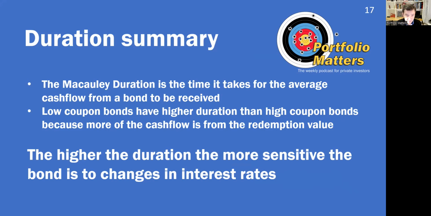Okay, duration summary. So the Macaulay duration is the time it takes for the average cash flow from a bond to be received. Low coupon bonds have higher duration than high coupon bonds because more of the cash flow is from the redemption value. And we covered this in part 1. The higher the duration, the more sensitive the price of the bond is to changes in interest rates.